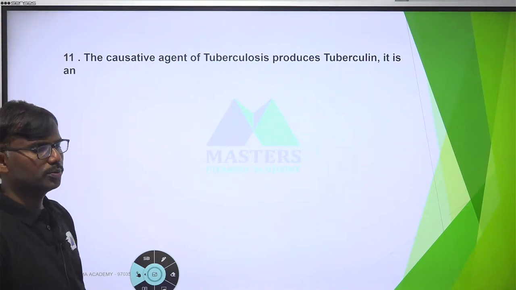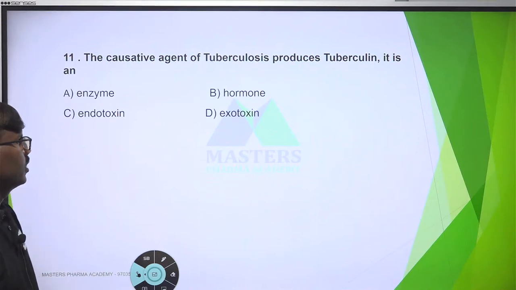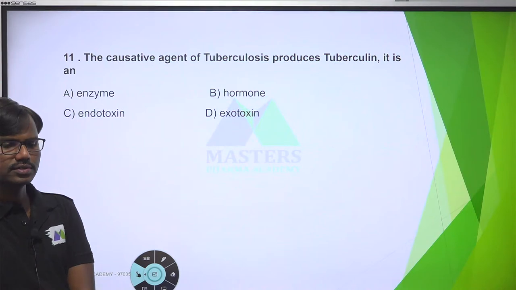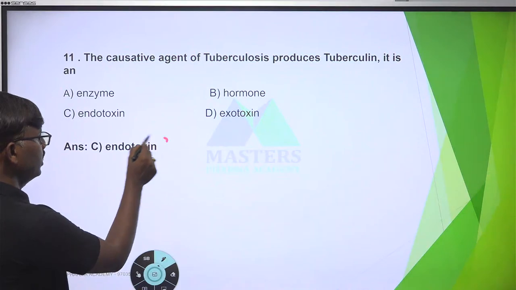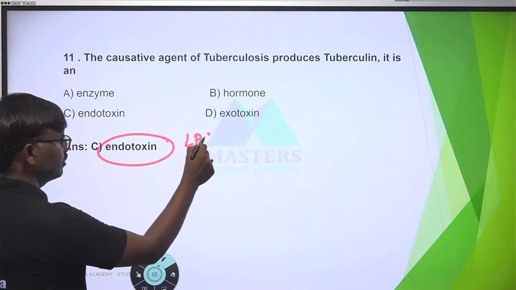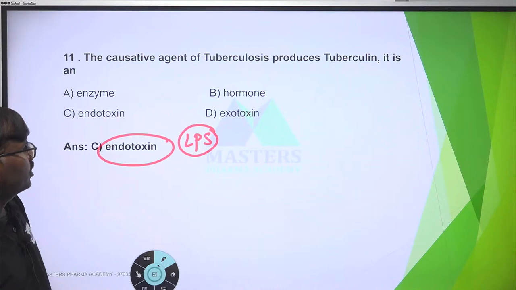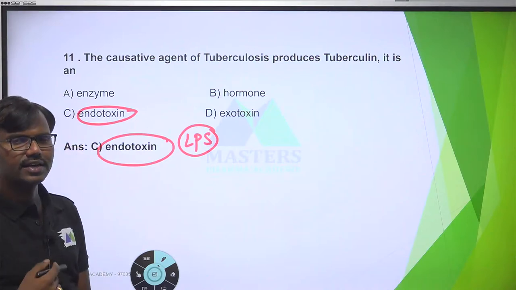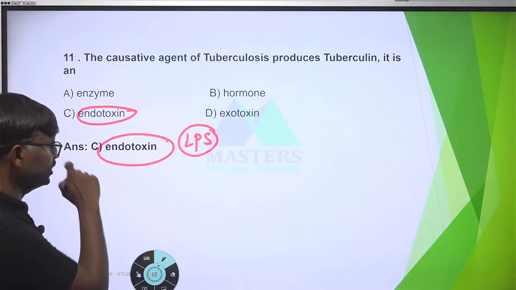If tuberculosis produces tuberculin, what is it called: enzyme, hormone, endotoxin or exotoxin? Okay, the right answer is endotoxin. Remember, LPS, lipopolysaccharide, is also endotoxin, which will cause fever. So tuberculin is also called endotoxin because it creates the antigenicity of that particular bacteria, the causative agent. The symptoms come because of the endotoxin.